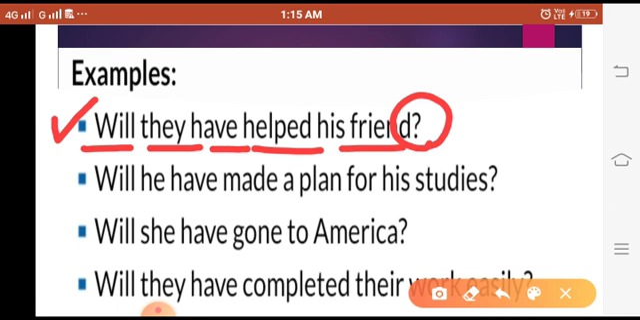Next, will he have made a plan for his studies? Will she have gone to America? Will they have completed their work easily?